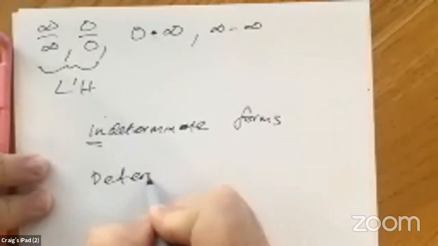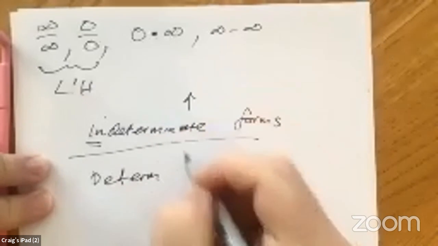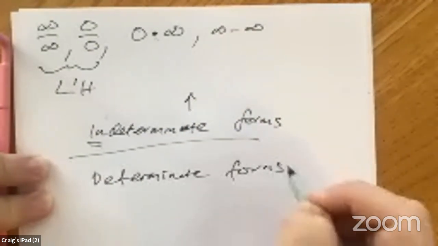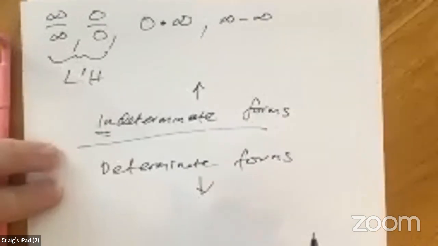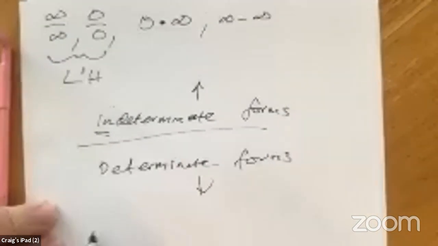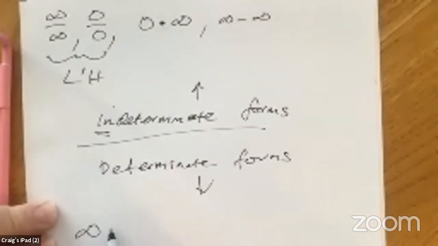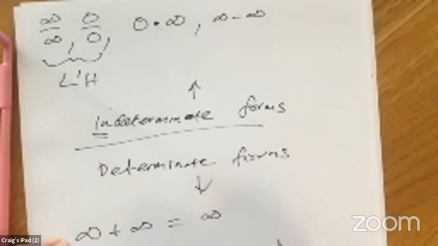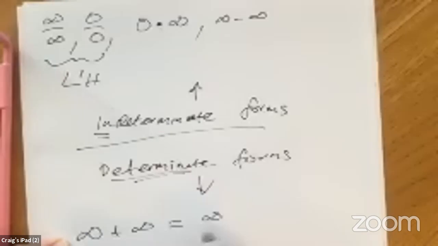Determinate forms, though, some things we do know what they are. Like if I have infinity plus infinity, there's no ambiguity there. If I have a gigantic thing plus another gigantic thing, I get a gigantic thing, okay? And so something going to infinity plus something going to infinity is something still going to infinity. So that's determinate. I know what it's going to be. The answer is infinity.